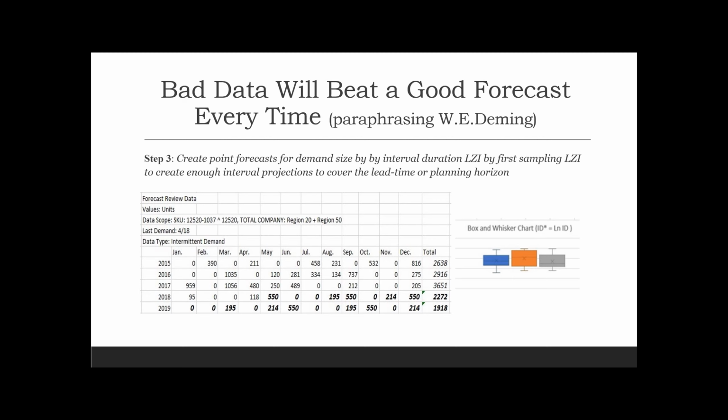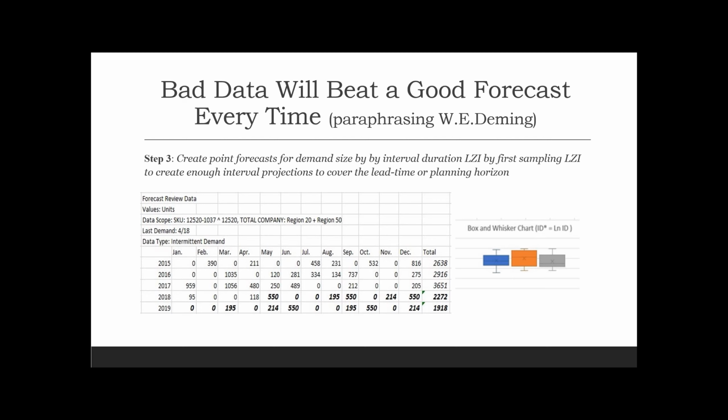We create enough of these interval projections to cover the lead time or planning horizon. By sampling the LZI distribution as an urn model, we obtain multi-step interdemand intervals. Each projected interdemand interval will be followed by a projected demand size associated with that interval. The urn model in this case would contain 22 colored balls for the forecast horizon, each color associated with an interval duration: 10 blue balls for LZI 0, 6 orange balls for LZI 1, and 6 gray balls for LZI 2, say. In the sampling process, a ball is drawn from the urn, its color is noted, and the ball is replaced, the urn is shaken, and then another ball is drawn, and so on, until the forecast horizon of 20 months is covered. These are all programmable steps.